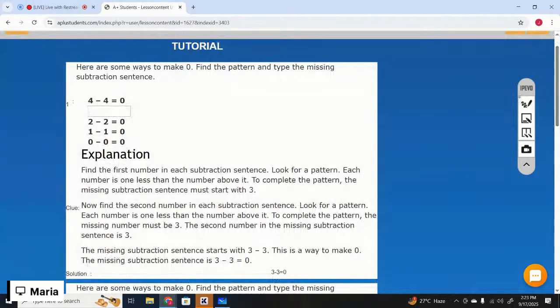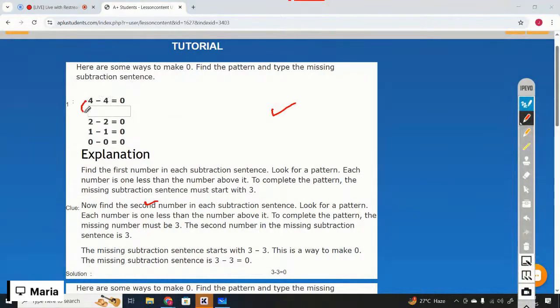So just start from here and look at the pattern. 0 take away 0 is 0. Then 1 take away 1 is 0. You subtract a number from itself, right? But they are growing: 0, 1, 2. If you start from here, the numbers are increasing by 1, right? So the next number would be 3. That is 3 take away 3 is 0.